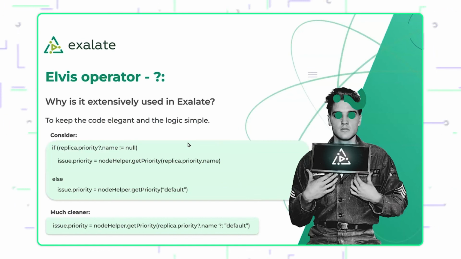Now, how this Elvis operator works is that it evaluates the variable on the left side, which is replica.priority.name, and if that happens to be null, then it uses the default value. And if that is not null, then it just picks up that value and uses it to assign to the issue priority. You will find the Elvis operator used extensively within the Exalate code, and the reason is to use these default values.